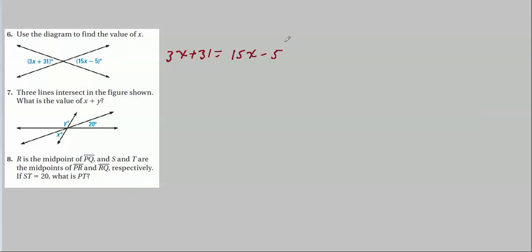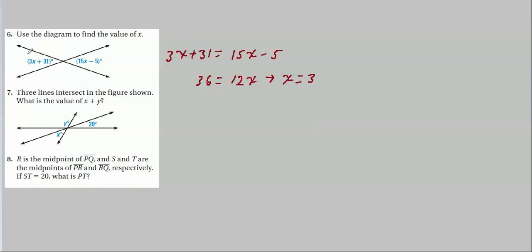Now, if we subtract 3x from each side and add 5 to each side, we get 36 equals 12x, or x equals 3. Did they ask us to find the value of these angles? No. They only wanted x this time. If you've got time, it's a good idea to put the answer you got back in. If these two turn out to be equal, and you didn't make any mistakes, like I frequently do.